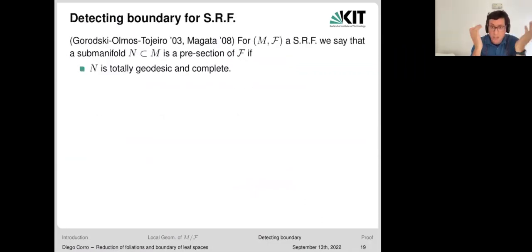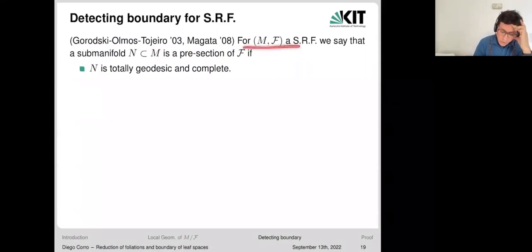This idea actually came from Gorodski, Olmos, and Tojeiro for group actions. Because we have this core, but then there's a more extreme form of reduction given by something called polar actions, where basically we can integrate the normal space to an orbit globally. And they proposed some objects that were intermediate between these two notions of a core and a polar action. Then Frederick Magata, in his PhD thesis, translated the definition of Gorodski, Olmos, and Tojeiro into singular Riemannian foliations, but stopped short of actually using that definition. But for us, it was exactly what we needed.